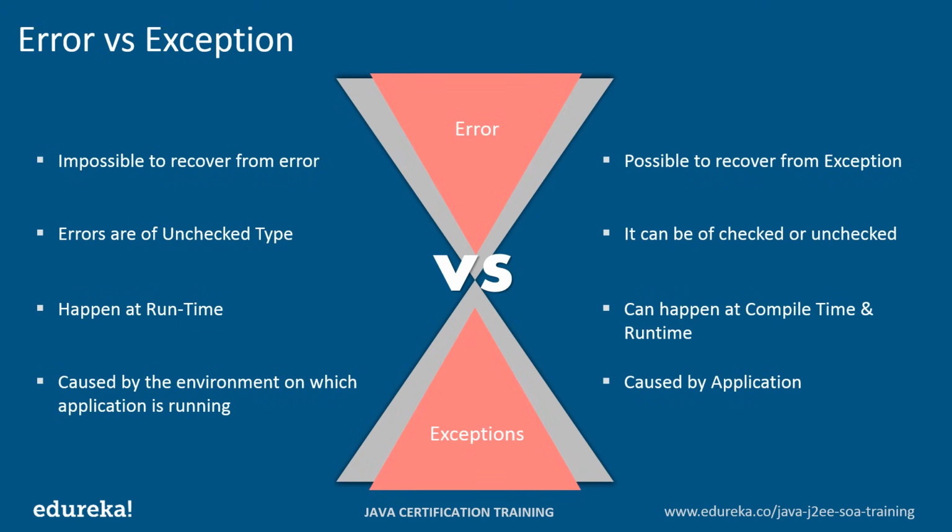First, errors are impossible to recover, but exception can be recovered by handling them. Next, errors are of type unchecked, but exceptions can be either checked or unchecked type. Just wait a little while and you will know what are checked and unchecked type of exceptions. And errors are something that happen at runtime, but exception can happen either at compile time or runtime. Exceptions are caused by application itself, whereas errors are caused by the environment on which the application is running. So these are the key points of difference between errors and exceptions.